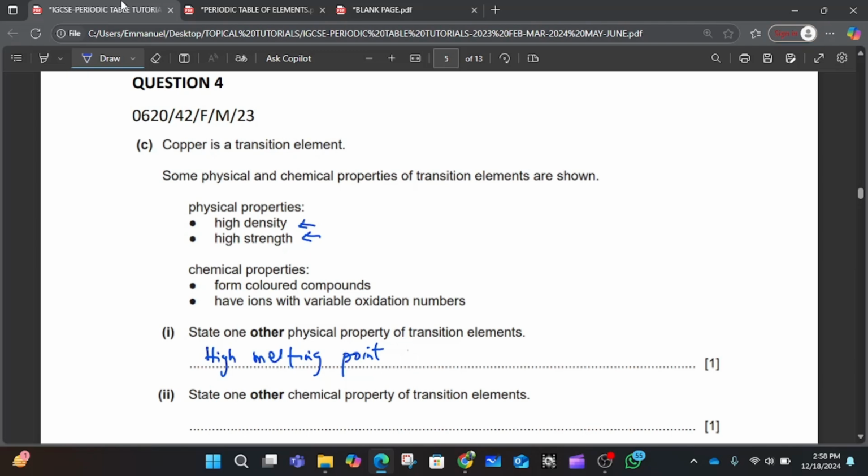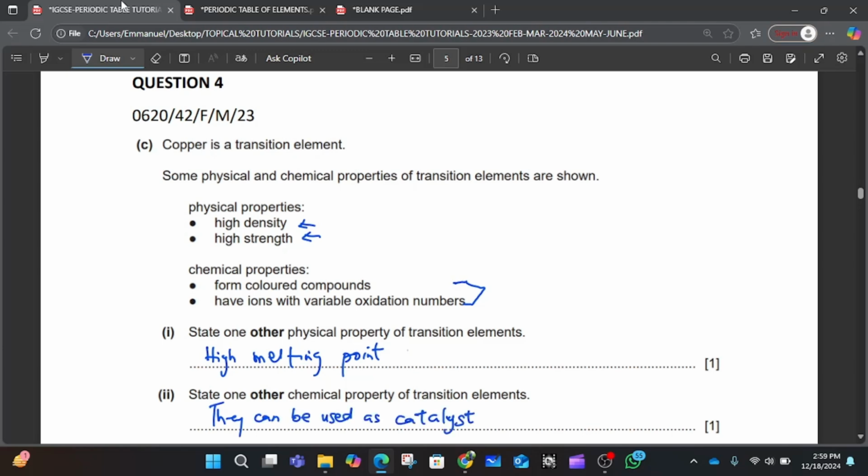II. State one other chemical property of transition elements. So far, there are only 3 chemical properties of transition elements. Unique chemical properties of transition elements compared to group 1 metals. These are 2, and the last one is they can be used as catalysts.